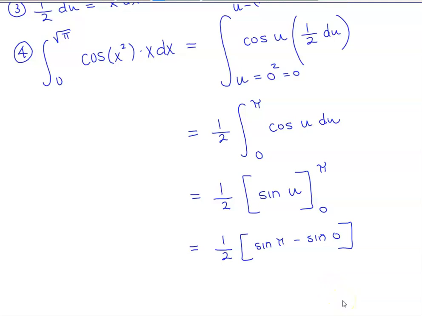So what do we know about the sine of pi? Well, the sine of pi is 0. What do we know about the sine of 0? Well, that's 0. So we have 1/2 times 0 minus 0, which means 1/2 times 0, which gives us an answer of 0.